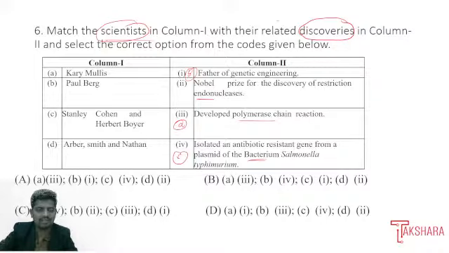And Hamilton Smith along with Nathans, that is the Nobel Prize awarded for the discovery of restriction endonuclease enzyme. Okay, so according to column 1 and 2, the correct option should be option A. So statement-wise, option A is the correct statement regarding column 1 and 2.